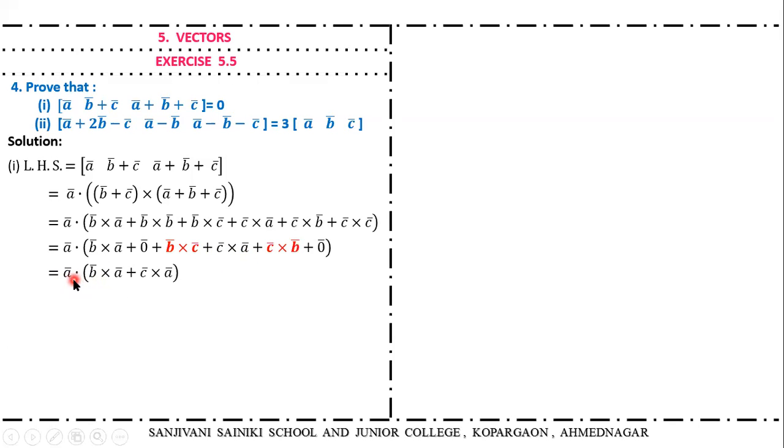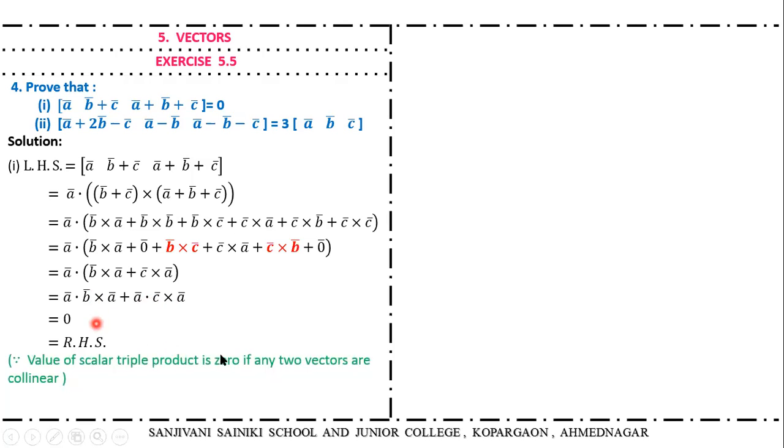Now take the dot product of A bar with these two vectors. You get A bar dot B bar cross A bar plus A bar dot C bar cross A bar. Now here A bar is repeated in the first scalar triple product, and here also A bar is repeated. So they are collinear, so the value of the scalar triple product is 0. So it is equal to RHS. Hence we get the solution.